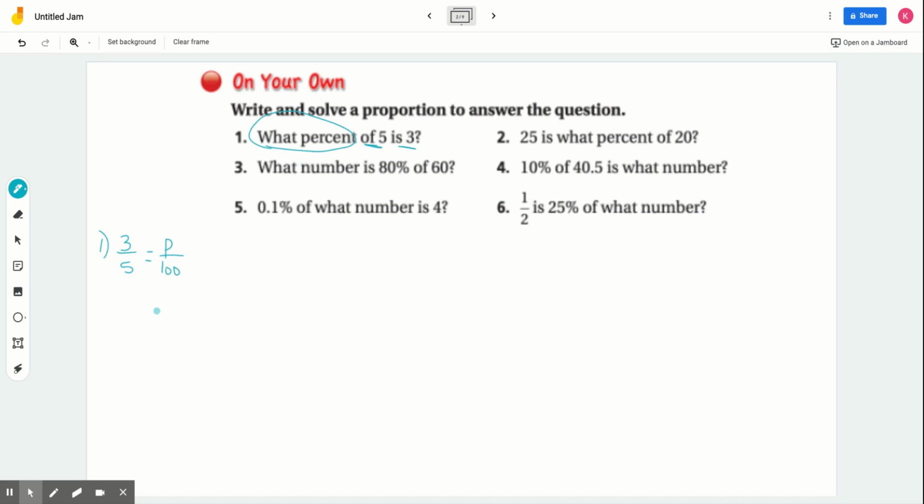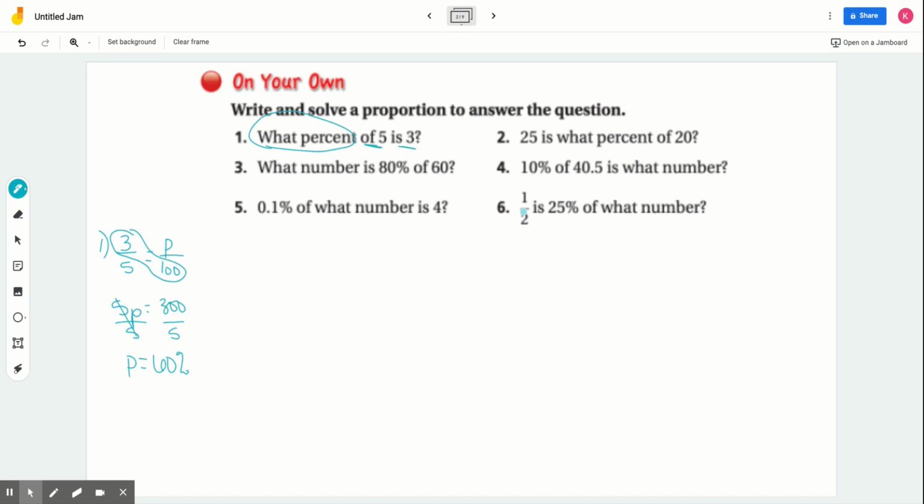Now we can cross multiply and divide, or use that cross products or butterfly method. So 3 times 100 is 300. 5 times P is 5P. We can then divide both sides by 5 to find out that P is 60, or 60%.